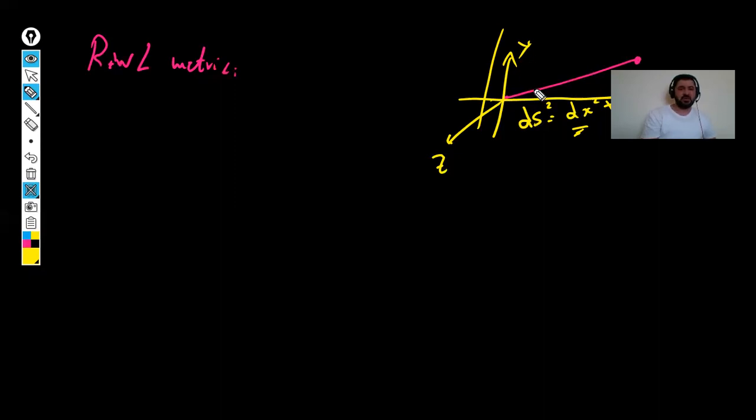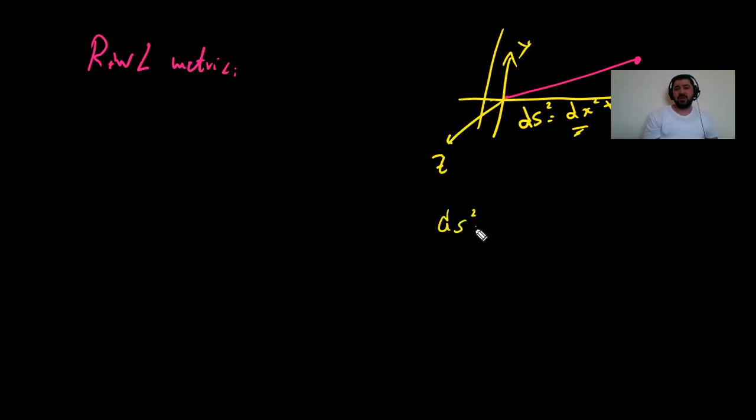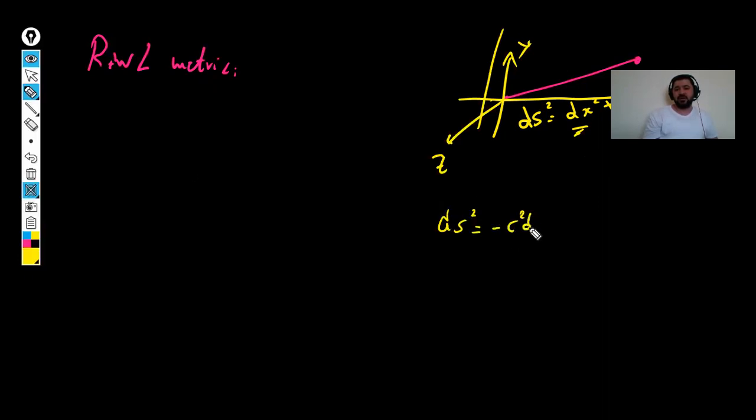We have only space, not space-time. And in addition to this, we are of course in flat space. As you know, that's the case of Minkowski space. Now, in addition to this, we will add the 4th dimension, which is the time. So now the metric will be negative c squared dt squared plus dx squared plus dy squared plus dz squared.